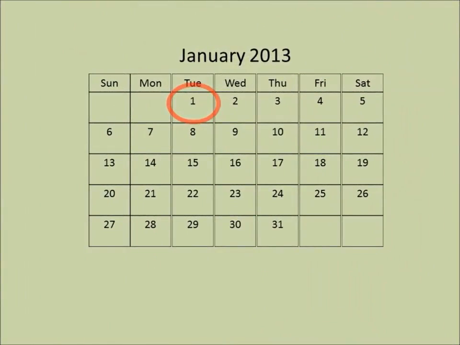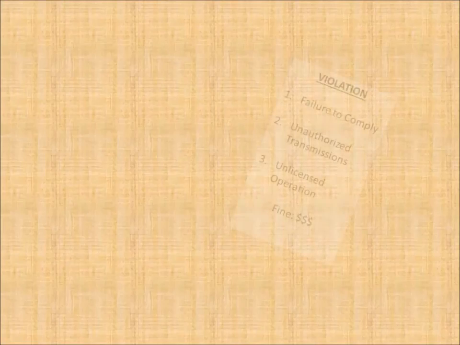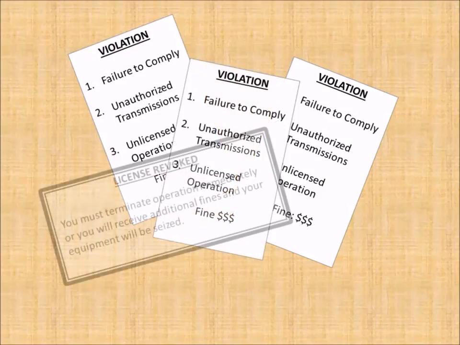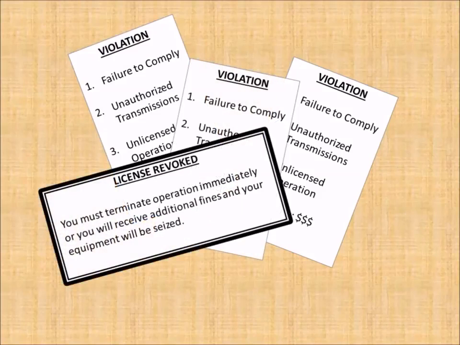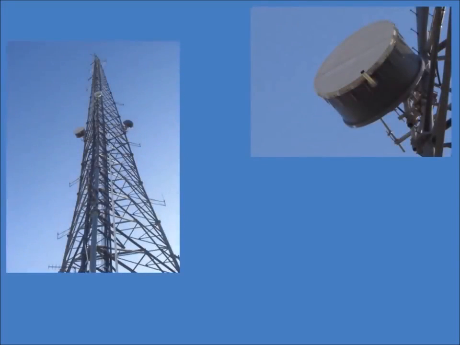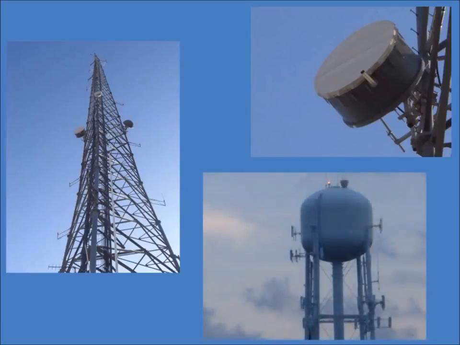10-4. The narrowband deadline was finally presented as January 1st, 2013. Users operating at 25 kHz after this date are subject to fines and other penalties. However, certain users in the 470 to 512 band, also known as the T-band because this band was formerly occupied by television channels, were not required to narrowband pending the development of a nationwide broadband system.